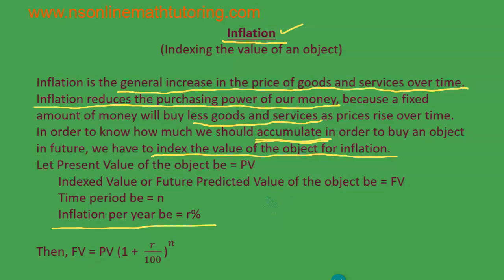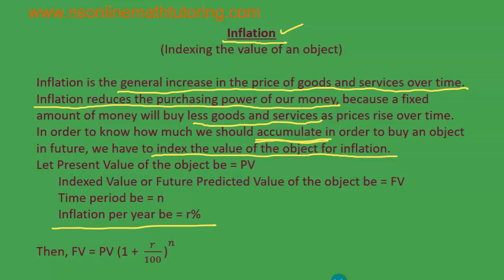So I have to collect an amount which should, I think, be more than what I am getting as the future predicted value or the index value of the object. To be on the safer side, I should have more money than what I am getting from the calculated amount. Okay. So now coming to the formula.